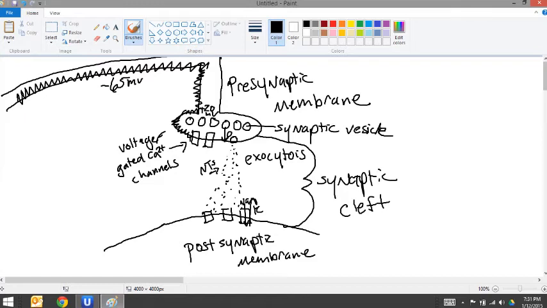So, the Golgi apparatus is... basically, it is responsible for post-translational processing of proteins. Now, what does that mean? Proteins are translated or constructed from RNA in the endoplasmic reticulum.